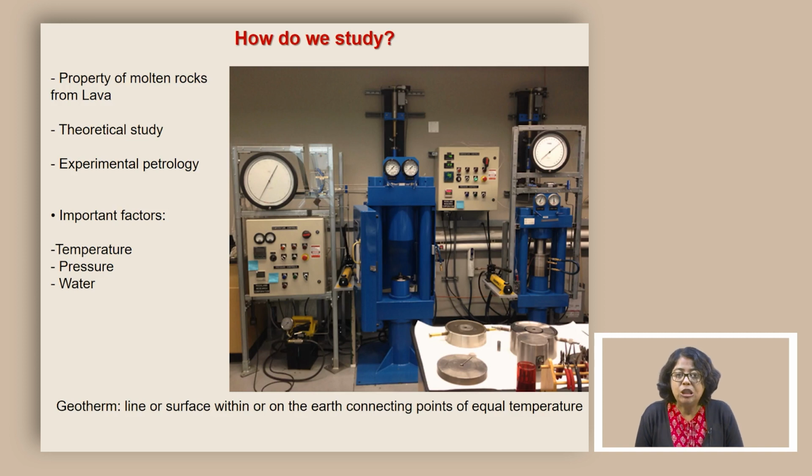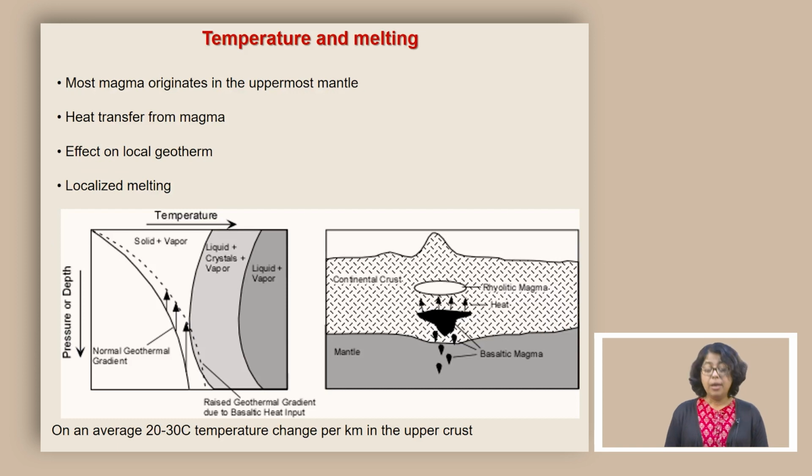earth. So, geotherm is the line or surface within or on the earth connecting the points of equal temperature, and therefore, if you connect all the points of equal temperature, it also gives you a general understanding of how that line varies with depth, and that is generally a concept that we will be frequently using. It is called a geothermal gradient. It captures the essence of how temperature and pressure are changing with depth inside the earth.